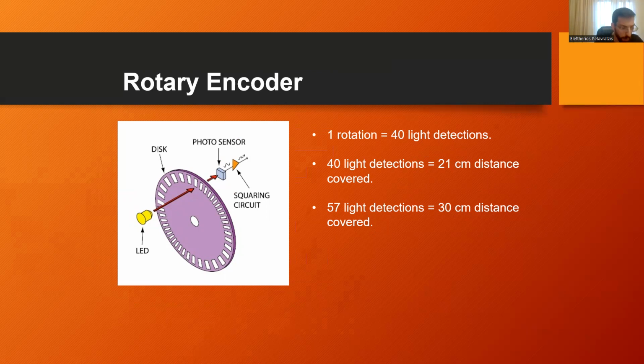We noticed that the full rotation of our wheel is equal to 40 light detections. And these 40 light detections are equal to a 21 centimeter distance coverage. Of course, we want our robot to move 30 centimeters, and you can see why later on. And in order to do that, we want to detect 45 of these light beams.